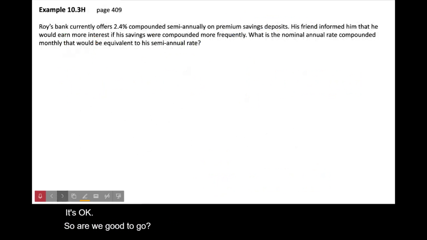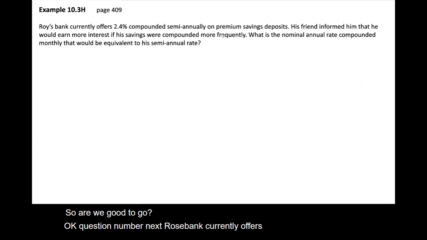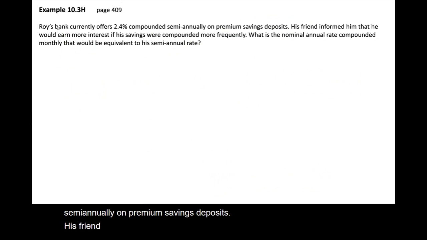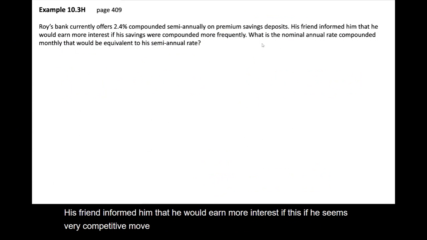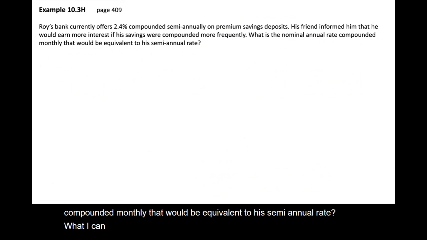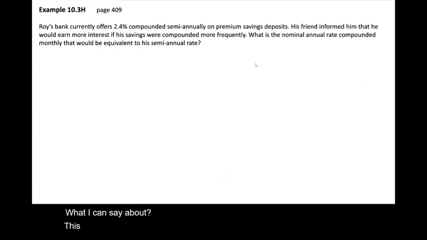Okay, next question. Royce Bank currently offers 2.4% compounded semi-annually on premium savings deposits. His friend informed him that he would earn more interest if his savings were compounded more frequently. What is the nominal annual rate compounded monthly that would be equivalent to his semi-annual rate? Well, what I can say about this fancy fairy tale story.